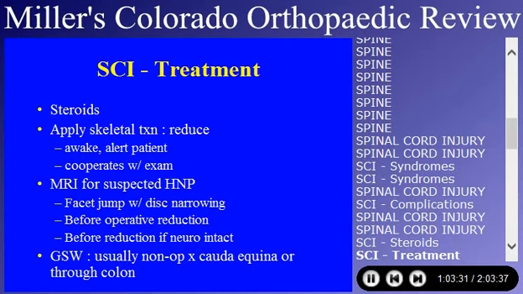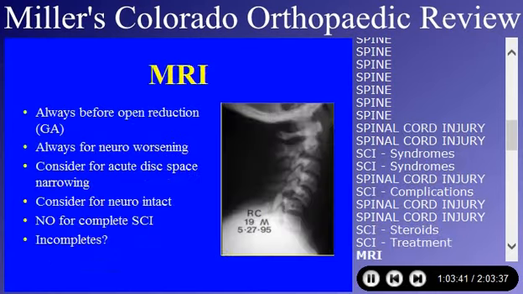Another thing is, if the bullet has gone through the colon, then the risk of infection is enough that some people would advocate debridement. That's a relatively uncommon scenario, but something at least to think about. And again, I think I went through this already.